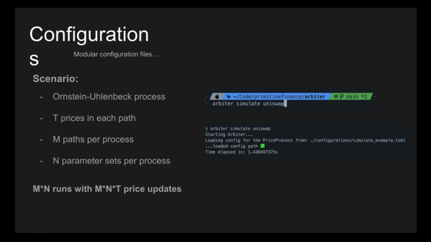What this is going to give us is M times N distinct scenarios that run, and a total of M times N times T price updates that allow us to see, hey, are there any reverts or anything like this as well, right? So over on the right, I'm just showing you, from my own terminal, what this looks like to run. You can just say, hey, Arbiter, I want to simulate this Uniswap simulation. You hit enter, and lo and behold, even running, say, about 100 different simulations with 1,000 price processes, it took 1.4 seconds, and we get some output.